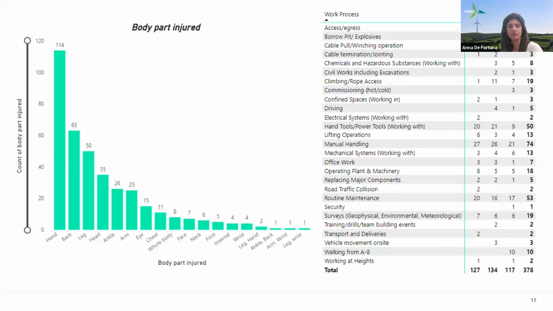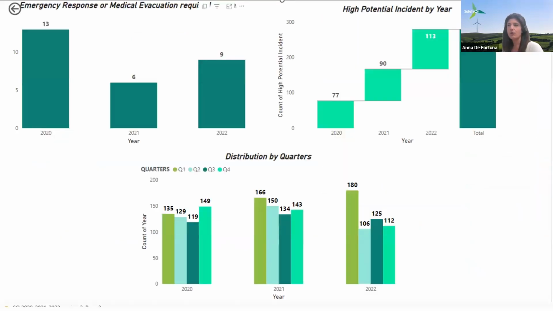And then if we just move on to the last slide, what you can see is this shows us the breakdown of the emergency response or medical evacuations required into incidents by year. It also shows us the number of high potential incidents by year, which, as you can see, appears to have increased over the years. It also breaks down the incidents into years and quarters, so we can get a better picture as to whether the number of incidents occurring throughout the year are relatively similar.